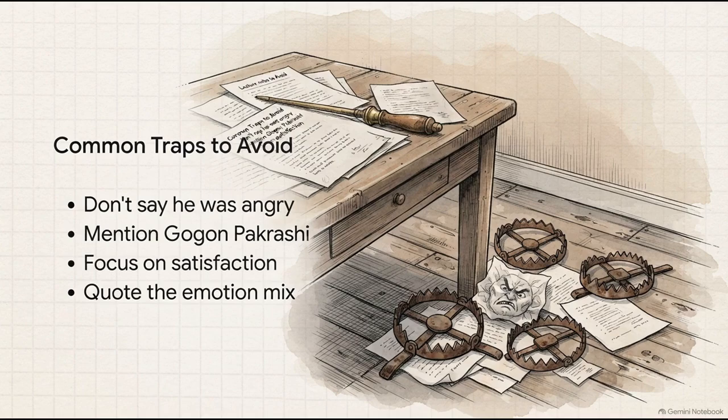Number 1, do not say he left because he was angry or insulted by the small payment. He absolutely wasn't. Number 2, do not forget to mention Gogan Pakraschi. His mentor's advice is the absolute catalyst for his entire transformation on set. Number 3, do not just lazily summarize the plot. You have to focus heavily on his intense satisfaction. And lastly, to really anchor your answer and show you read the text, always quote the exact emotion mix he used for the word "O": anguish, surprise, and irritation.